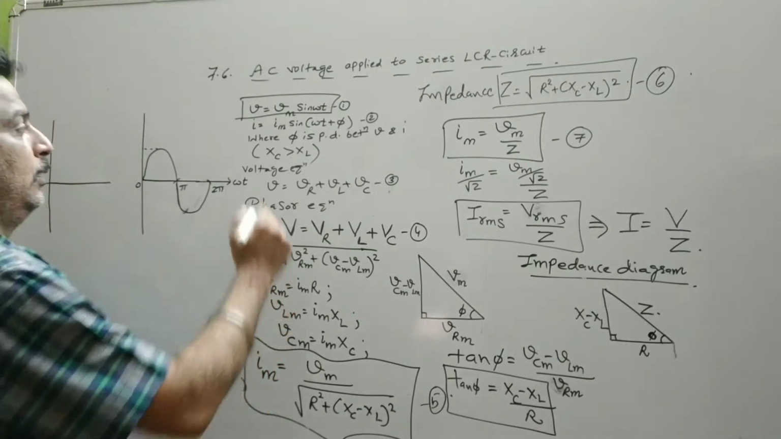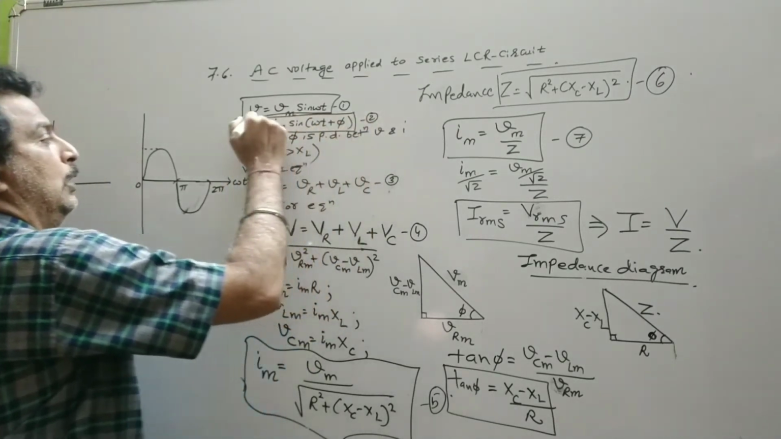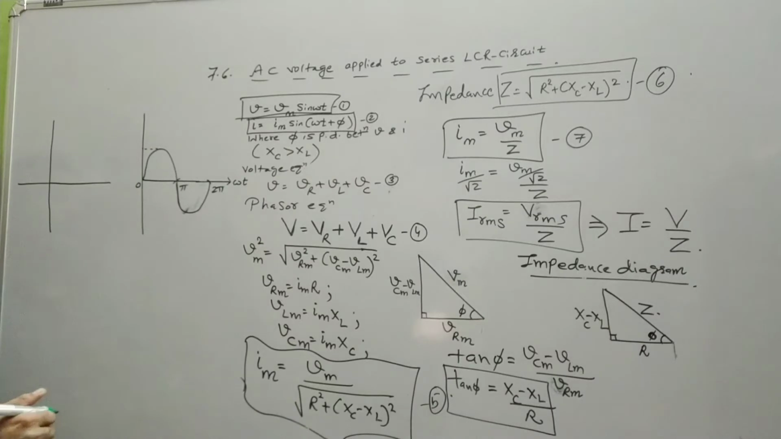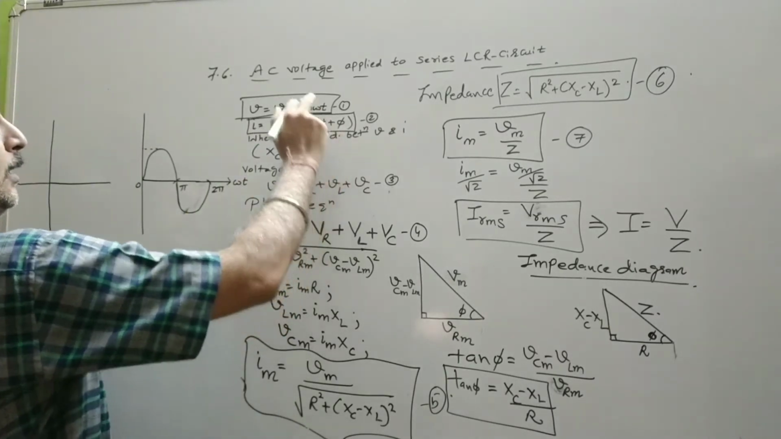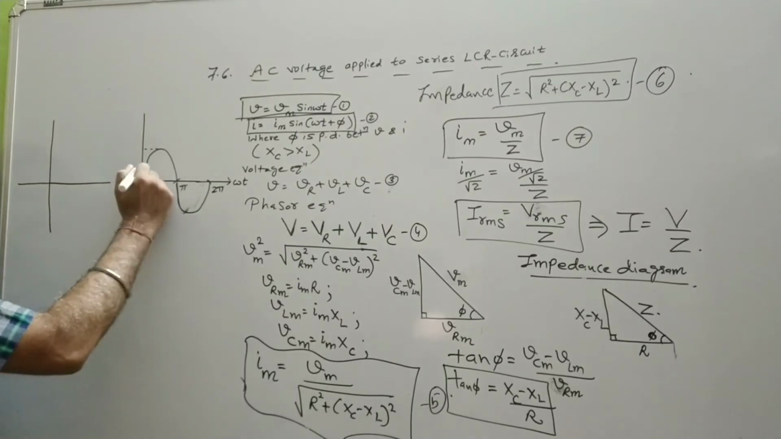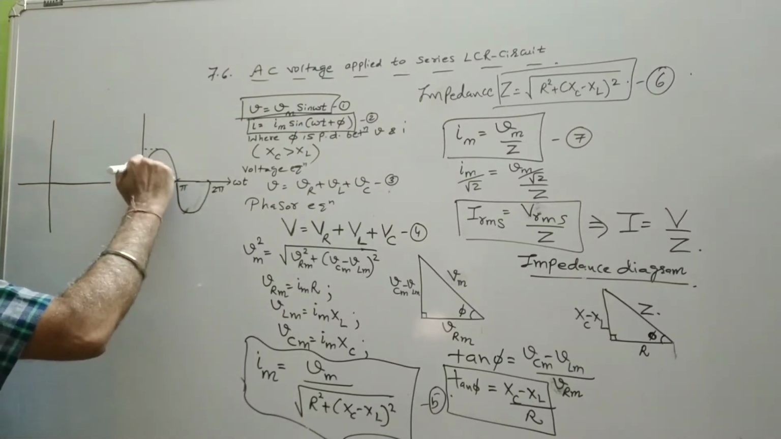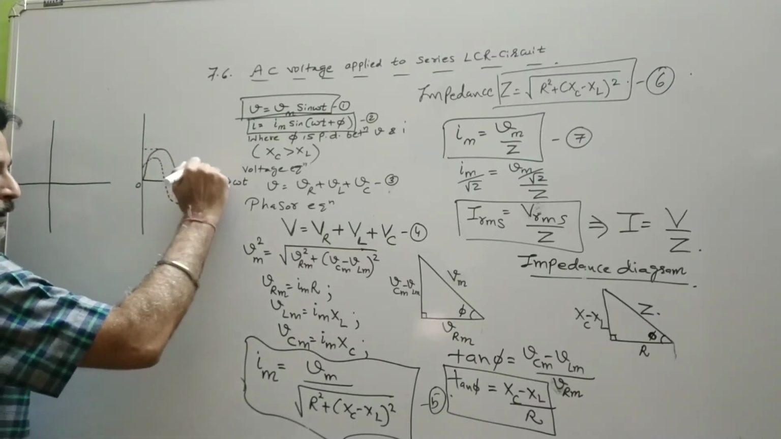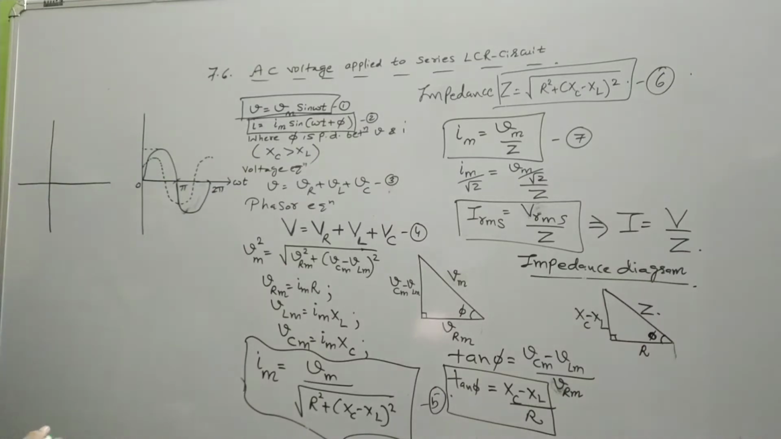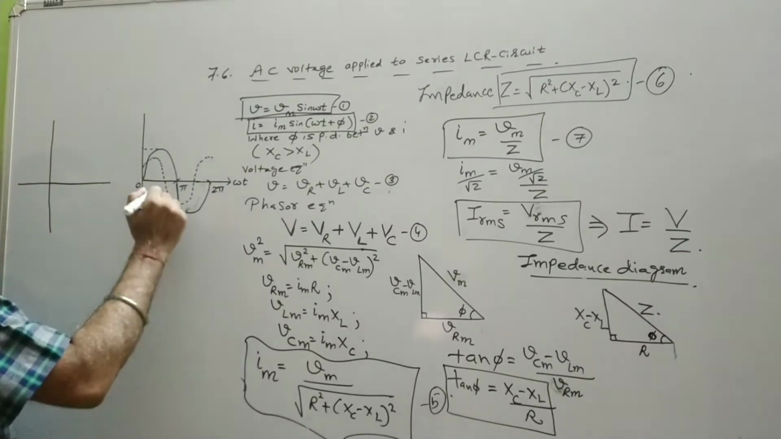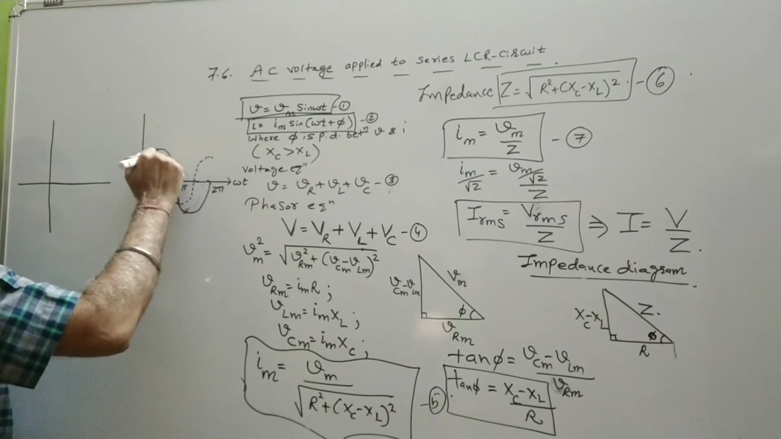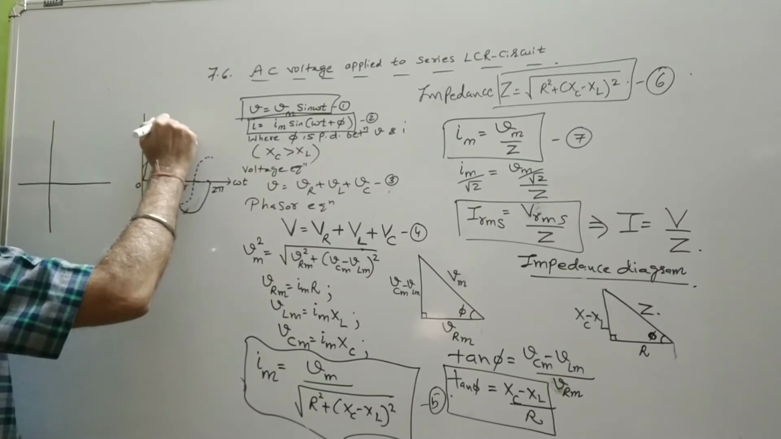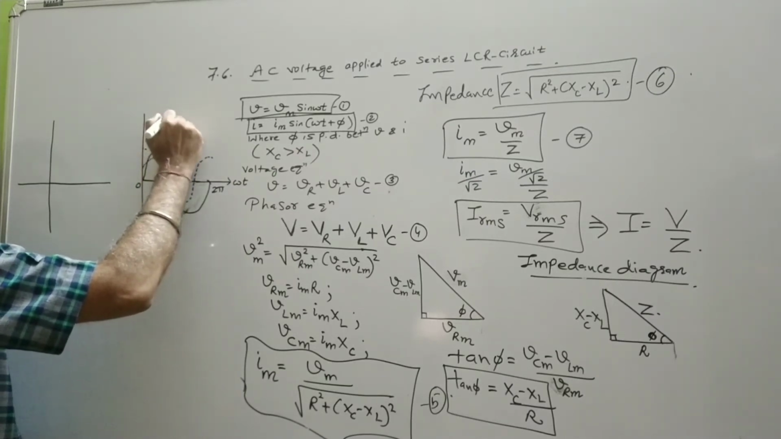Now Im sine omega t plus something. Again it is a sine curve, but its value is greater than this V. So we start again a sine curve from this side. This difference is the maximum value of Im, and this is the maximum value of voltage. So this is your phi.